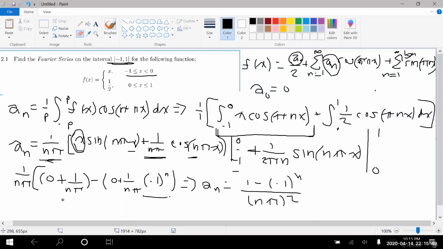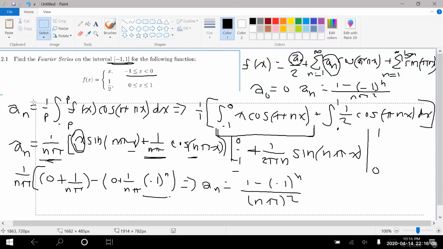Okay, so now we have our a sub n. Go ahead and write it up here. We get 1 minus negative 1 to the n, then over n pi squared. Okay, so I'll go ahead and get rid of all of this so we can start on the last coefficient, which is our b term.